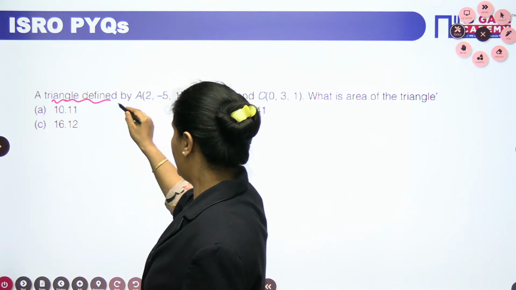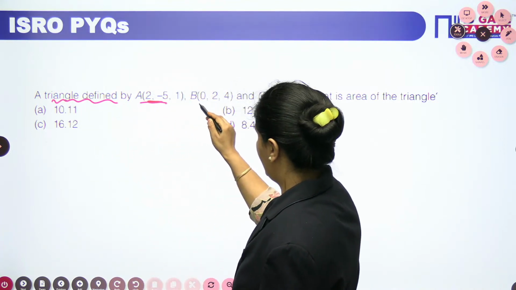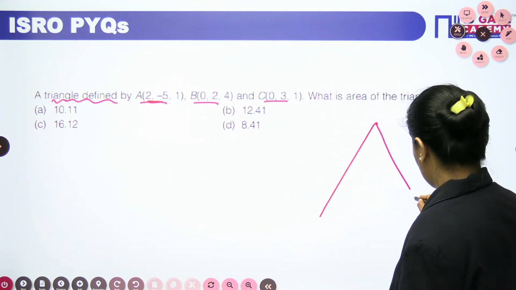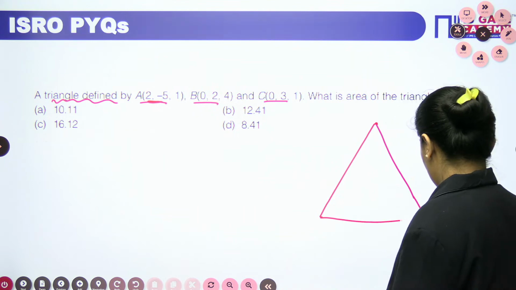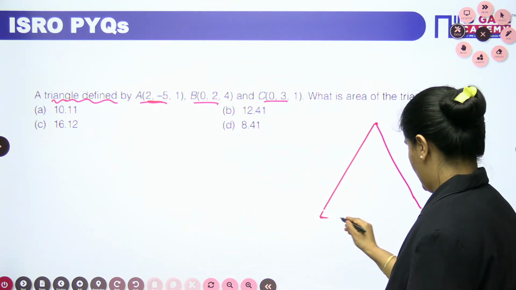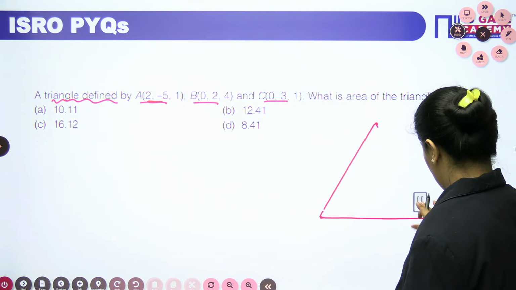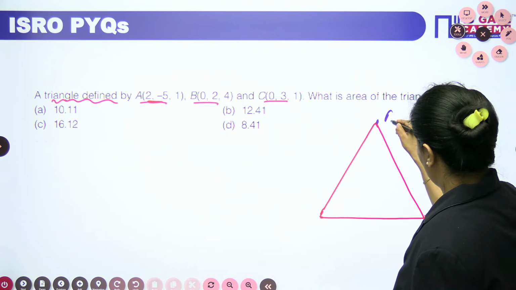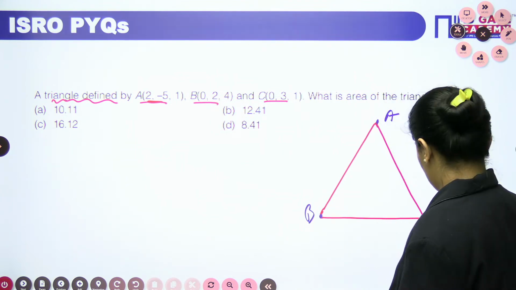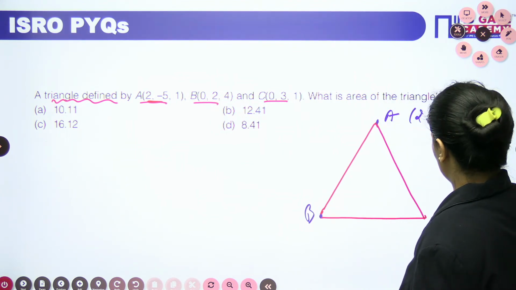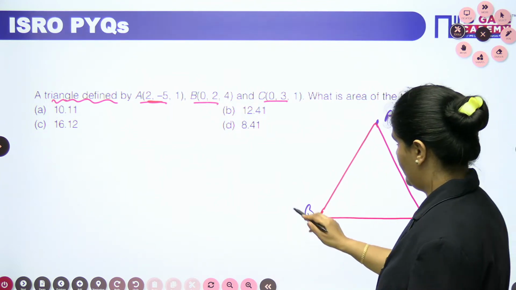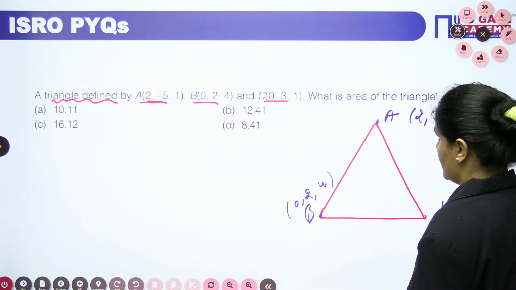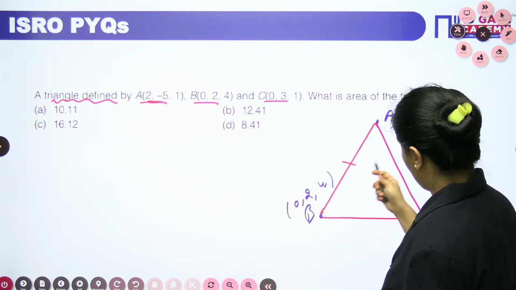A triangle is defined by points A (2, -5, 1), B (0, 2, 4) and C (0, 3, 1). If you want, you can make your triangle like this: this is A, this is B, this is C. So A is 2, -5, 1, B is 0, 2, 4, C is 0, 3, 1. So AB and AC.